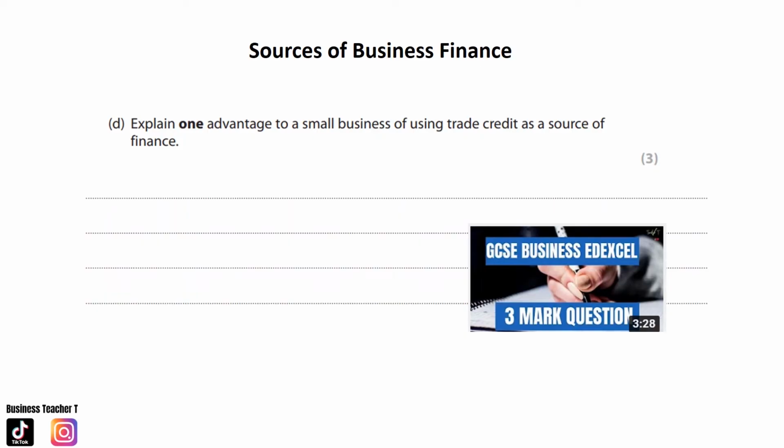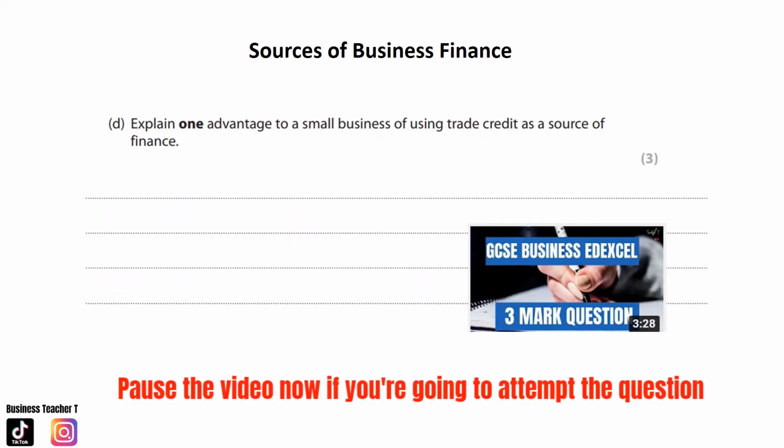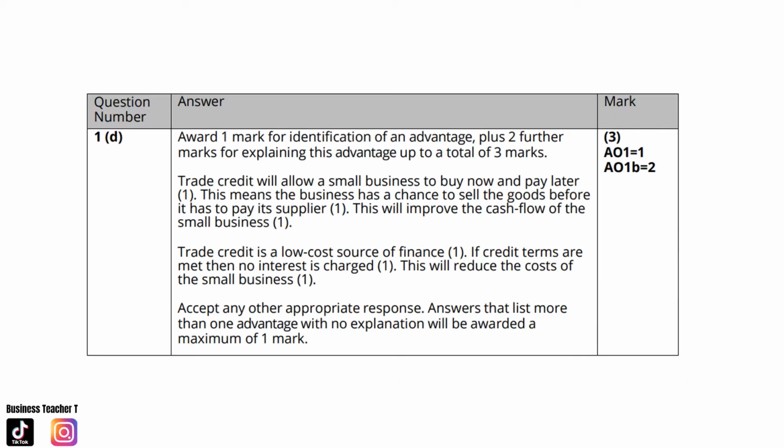You will have 6 3-mark questions to answer in paper 1 and another 6 in paper 2. So it's important that you do practice. Remember to explain your points. So you may have written, trade credit will allow a small business to buy now and pay later. This means the business has a chance to sell the goods before it has to pay its supplier. This will improve the cash flow of the small business.